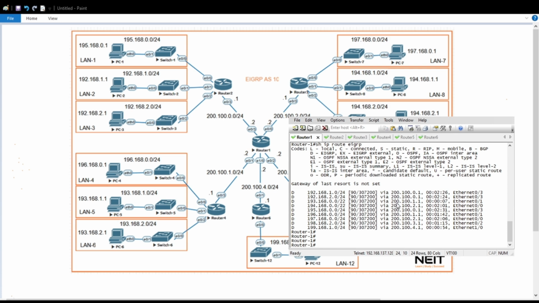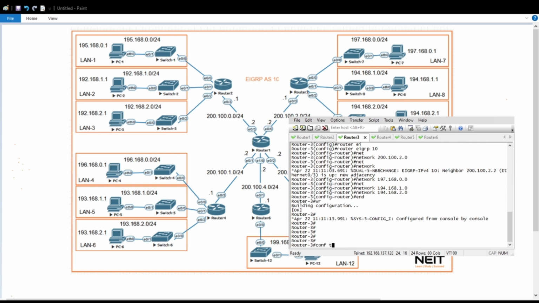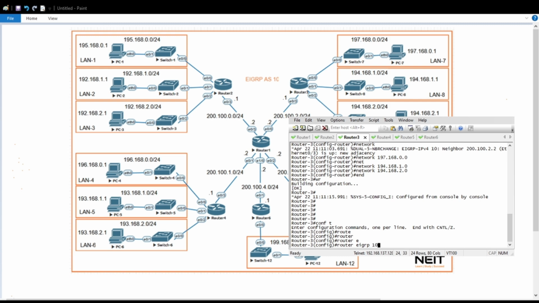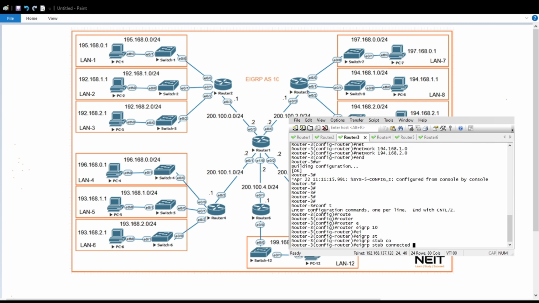So for that we can remove the summary address from router 3. After that router 3 will not advertise any summary address, it will advertise the directly connected networks for LAN 7, LAN 8 and LAN 9. But the task is also saying that router 3 should not receive any EIGRP queries. So for that we have to configure router 3 as a stub. So eigrp stub, and now we will use the keyword connected here.